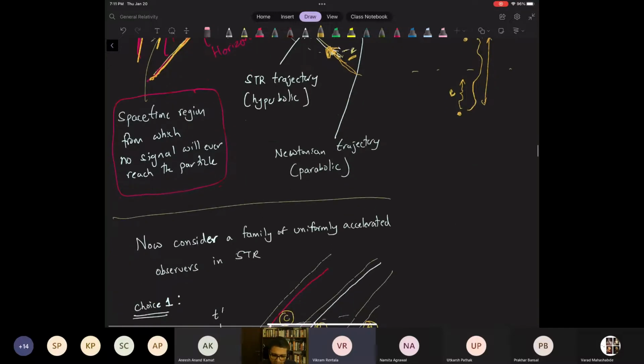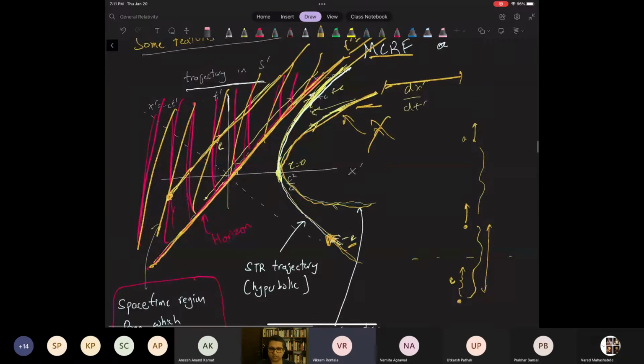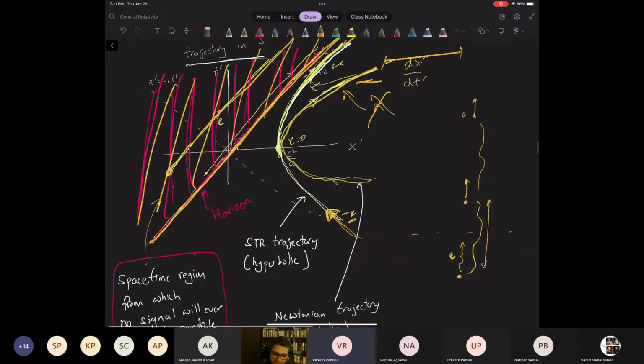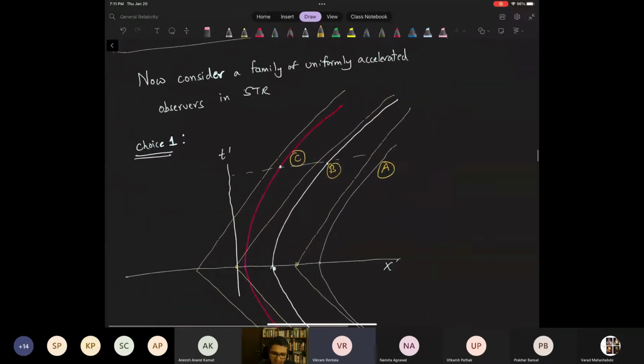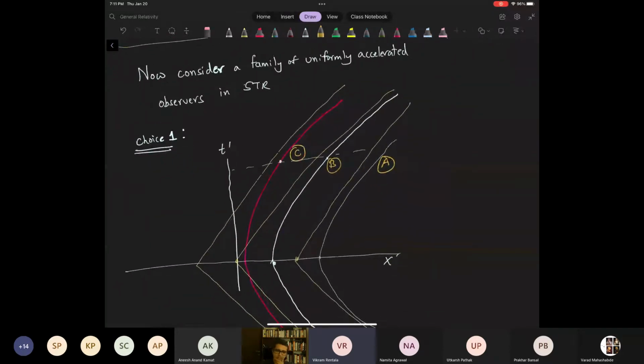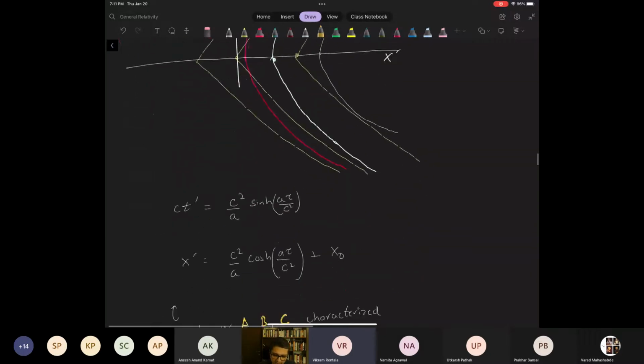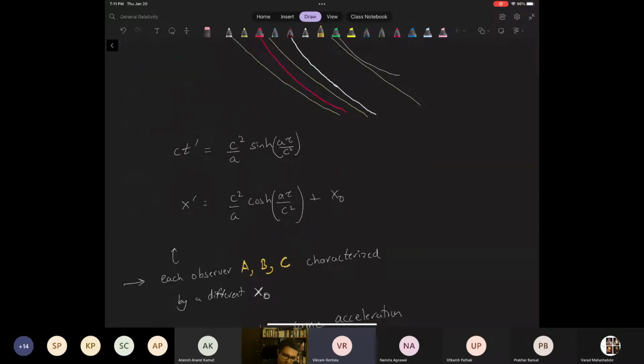Okay, now what we'll do is we want to consider accelerated reference frames. So rather than talk about a single particle which is accelerating, we'll consider a family of particles, or a family of trajectories, which correspond to accelerating trajectories. Okay, so a naive choice of such an accelerated set of observers would be, let's take the example of what we had above. Okay, so we had something like this.